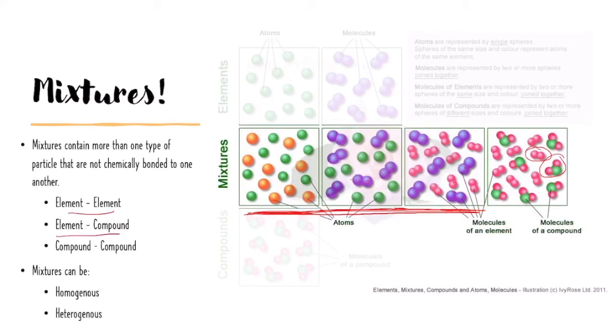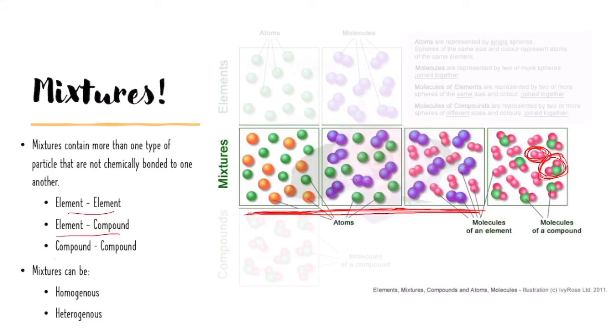Then we can have element-compound mixtures. So if we take a look at this one over here, we've got a diatomic element right there, and then we've got, we'll say it looks like water with 1 oxygen and 2 hydrogens. That's a compound right there. So maybe that's a mixture of oxygen and water. So that would be a compound-element mixture.